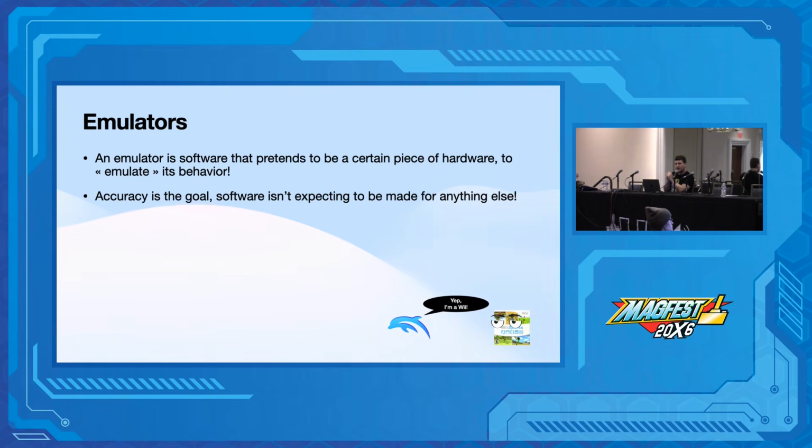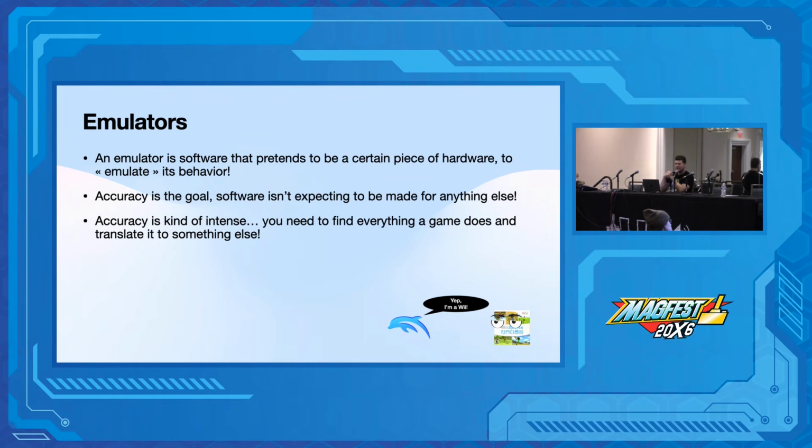If software on a console or on another computer is broken on the console, you want it to be broken on the computer too. That means it's a good emulator. We can't just fix that, because that's now not an accurate emulator. You're not accurately emulating that software.